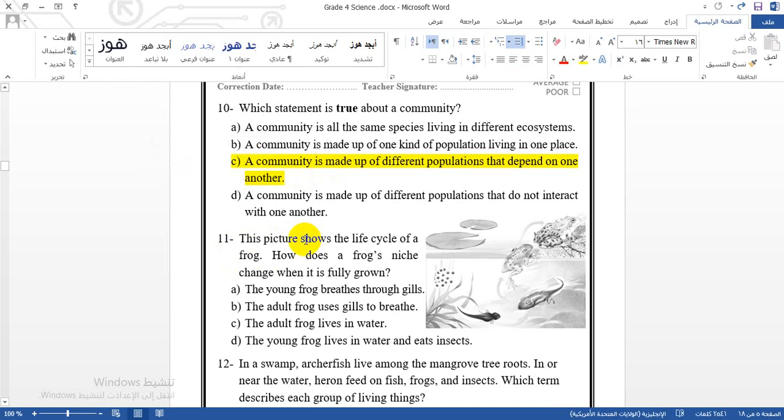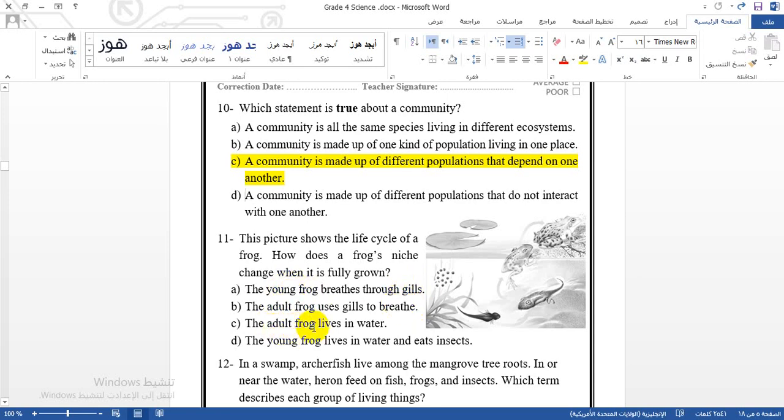Okay, this picture shows the life cycle of a frog. How does a frog's body change when it's fully grown? Okay, what do you think? Which one of these choices is a good example of the definition here? The young frog breathes through gills, or the adult frog uses gills to breathe. The adult frog doesn't use gills, it is starting to use something like lungs. So the next one is not correct. The young frogs breathe through gills. Even the young frog doesn't use gills, because only the tadpoles are using gills here.